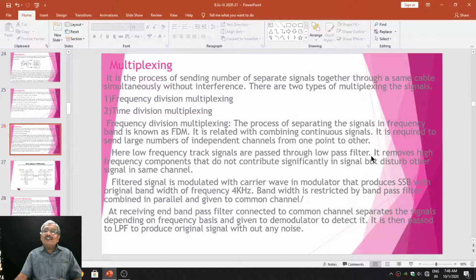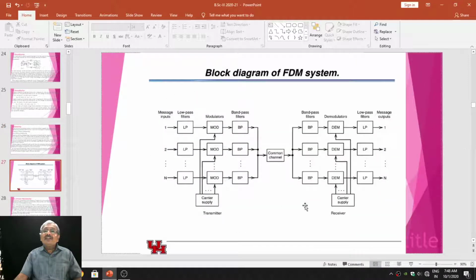That means the technique used in FDM is basically represented in this particular figure, that makes use of a low pass filter at the transmitting end, a modulator and also the band pass filter for different channel frequencies. The modulating signals are supplied with the carrier for the purpose of modulation.